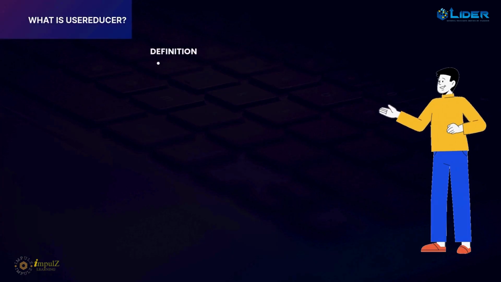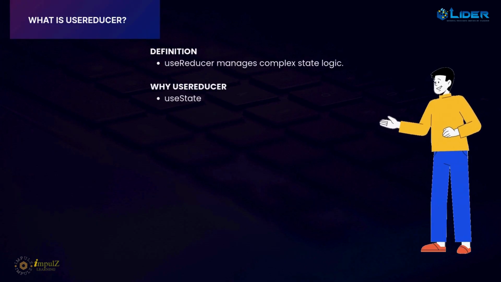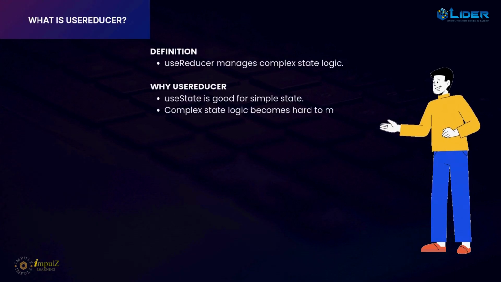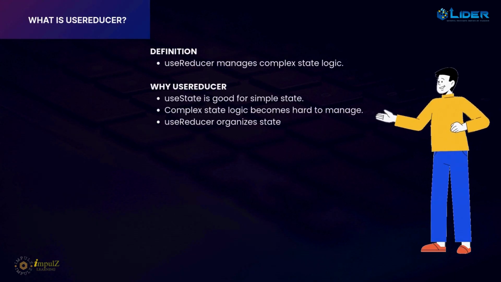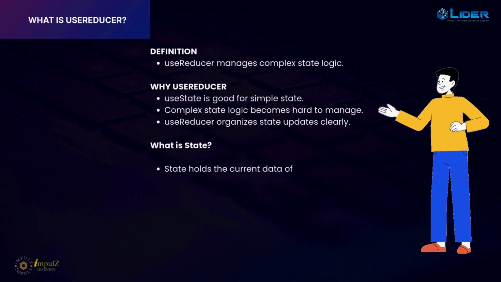What is useReducer? useReducer is a React hook that manages complex state logic. Why use useReducer? useState is good for simple state. Complex state logic becomes hard to manage. useReducer organizes state updates clearly and predictably. Let's see what state and action are.